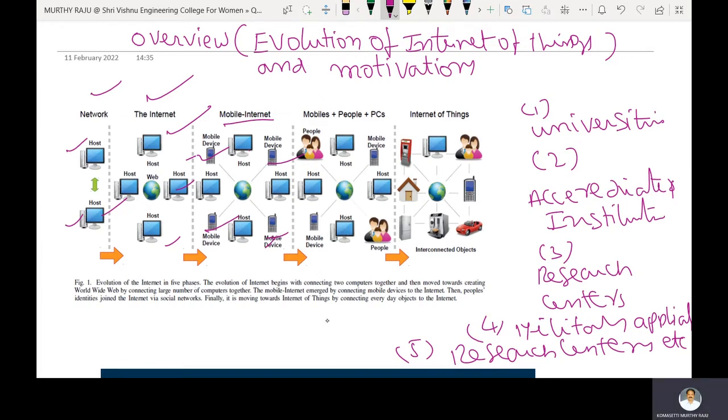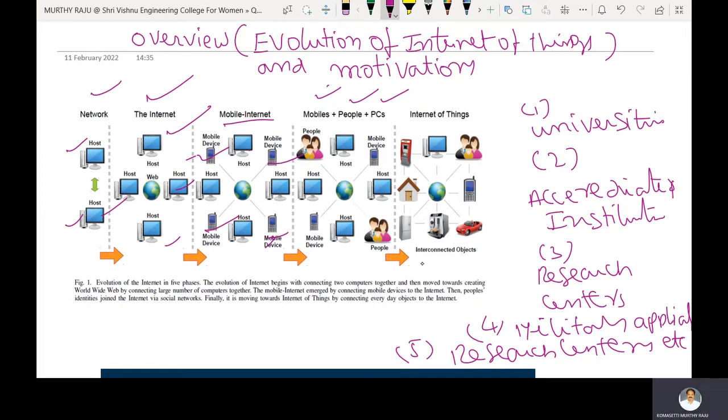In the fourth phase, people want to connect to the internet and share their ideas. Facebook and Twitter accounts are created by people, who share their ideas through the internet. People join the internet via social networks, mobiles, and PCs. This is the fourth phase.